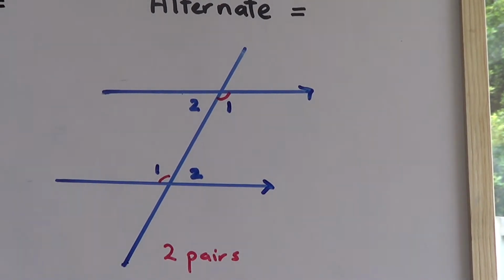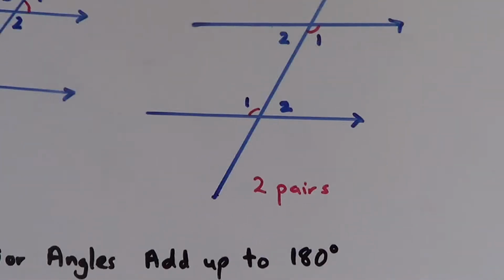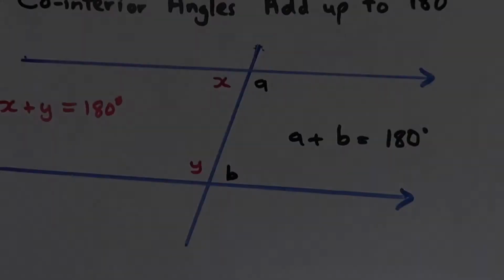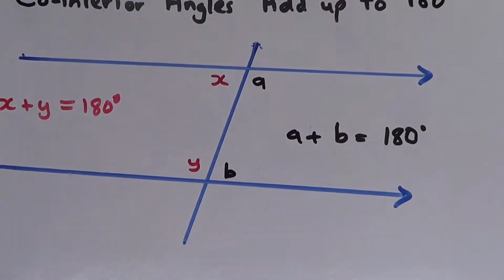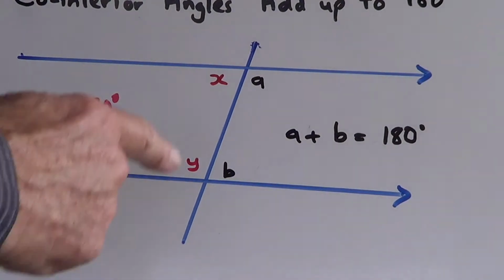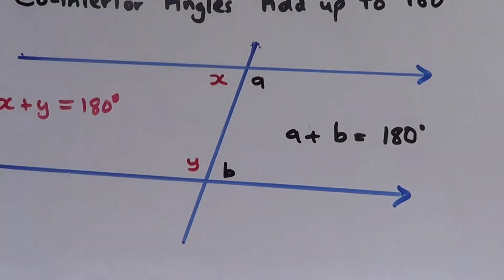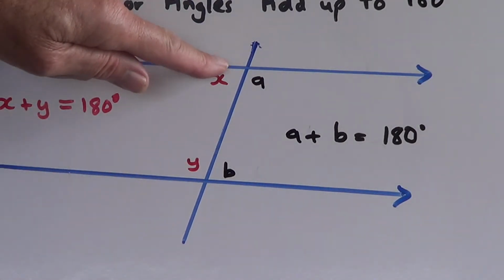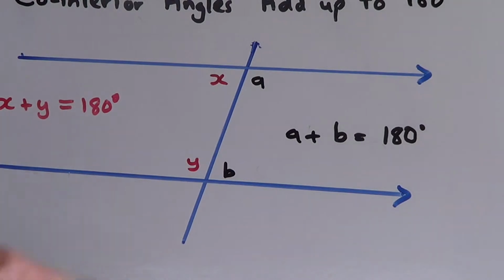And the last one we've got to look at is co-interior angles. Alright, co-interior angles add up to 180 degrees. That angle and that angle add up to 180. That angle and that angle add up to 180. If that one was 80, that one would be 100. If that one was 100, that would be 80.